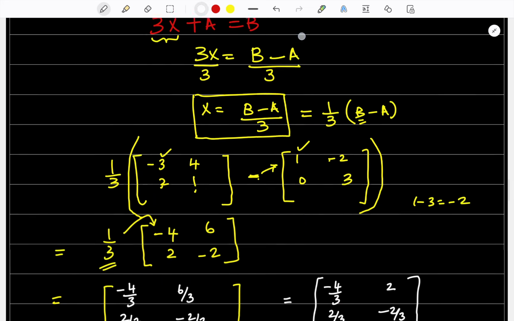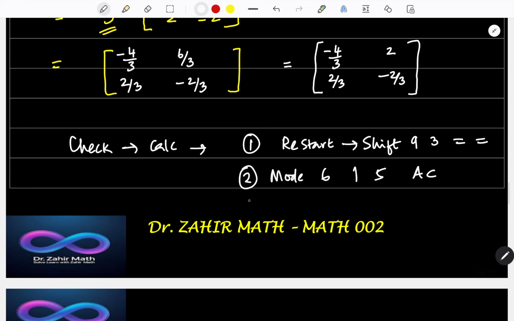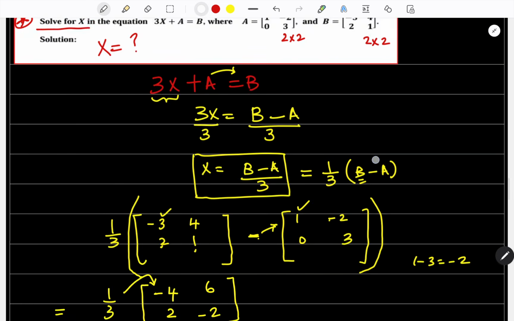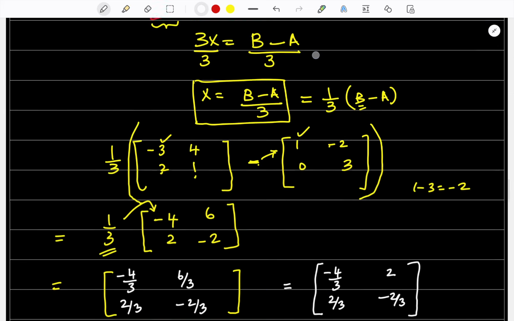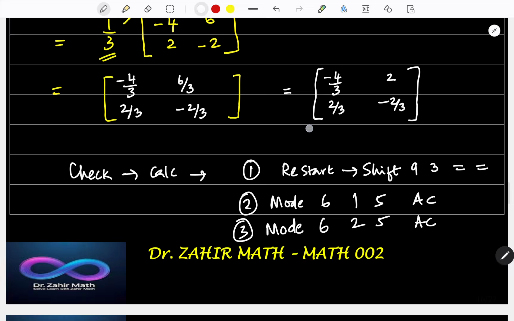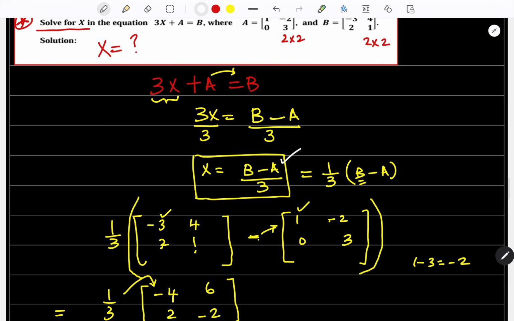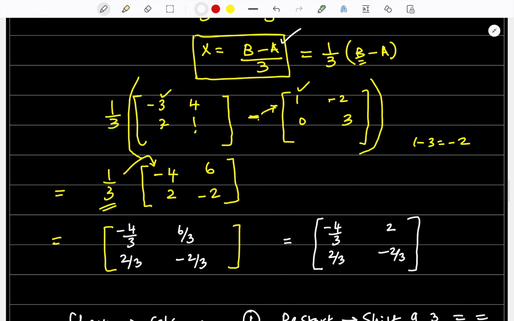Okay, the data is inside. After entering A, press AC. Then the next is mat B: mode 6, then press number 2, then again number 5. Give the data of mat B now: minus 3 equal, 4 equal, 2 equal, 1 equal, press AC. Now what we are going to do: just find B minus A, later you can divide by 3. So let us find B minus A.